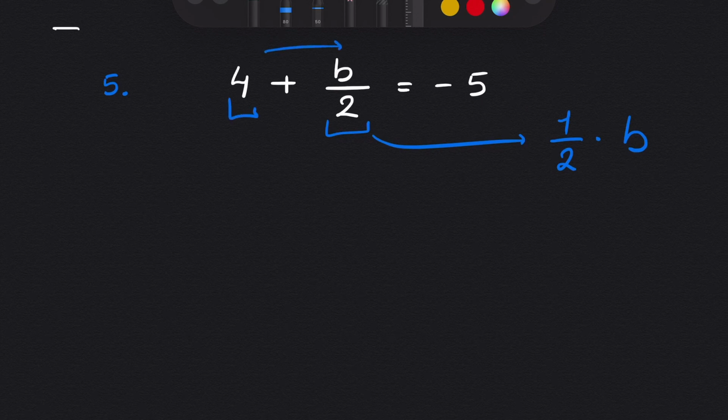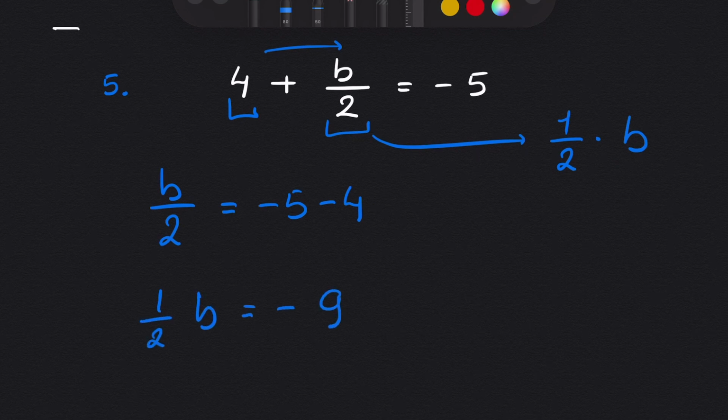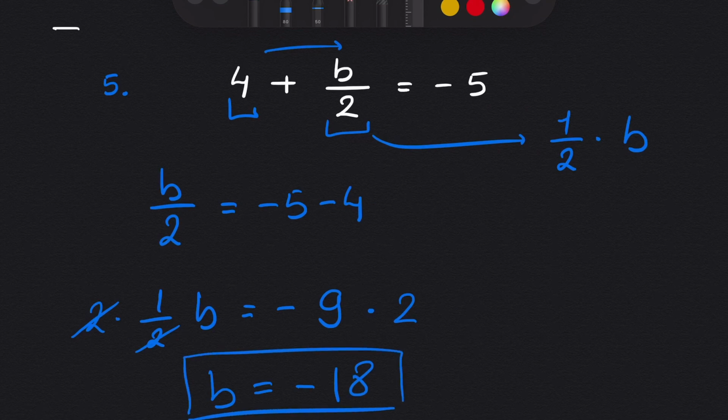Now 4, let's move it to the other side, so we have all of our variables on one side and all the numbers on the other. Now we're going to have 1/2 multiplied by b equals negative 9. Now here, let's do the opposite. If we're multiplying by 1/2, then we're going to multiply by 2 to cancel it out. And b is going to equal negative 18. And that is our answer.